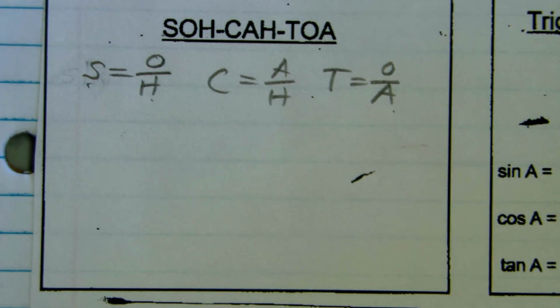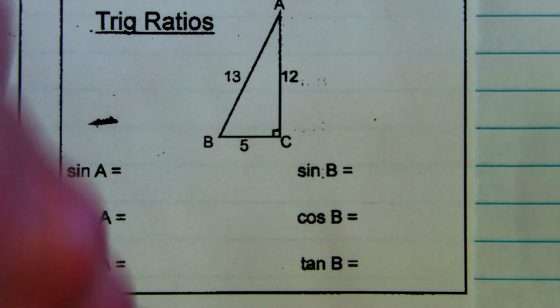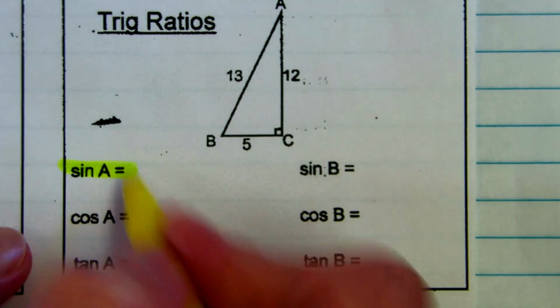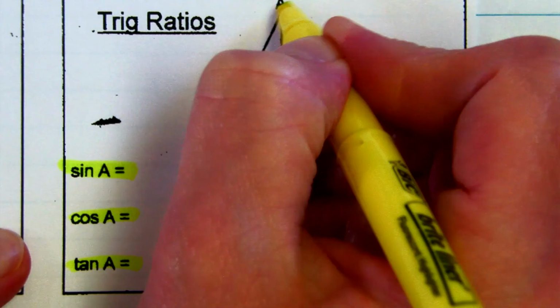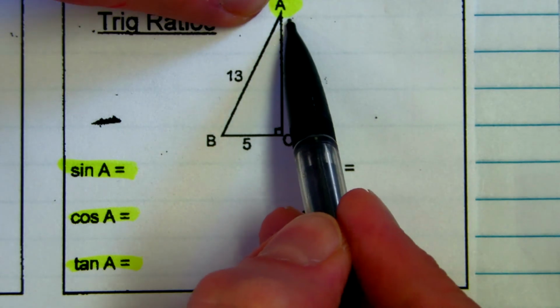All right, so let's look at a different right triangle. Here we go. So let's go ahead and label our sides. And so we are going to look at it with angle A and with angle B. So I'll go ahead and use my color coding for this. So we're going to start with the angle A.